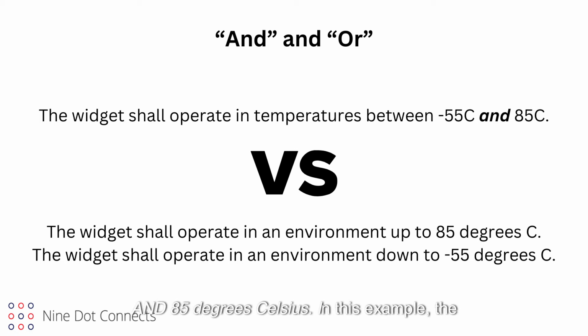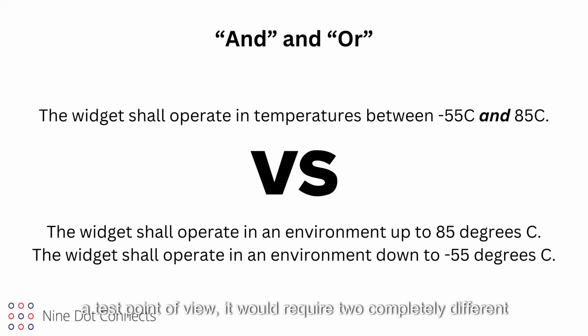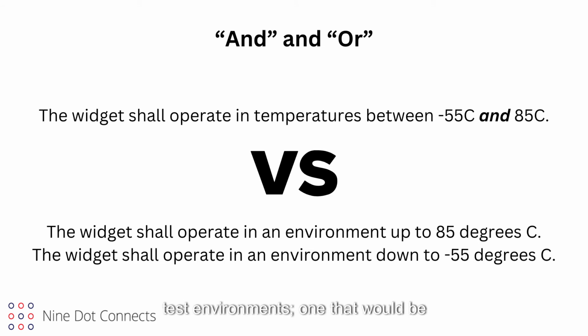In this example, the sentence consists of two requirements. From a test point of view, it would require two completely different test environments, one that would be sizzling hot, and the other brutally cold. Therefore, this requirement is better suited to be written as two requirements. As mentioned earlier, simple sentences are fine. The widget shall operate in an environment up to 85 degrees Celsius. The widget shall operate in an environment down to -55 degrees Celsius.